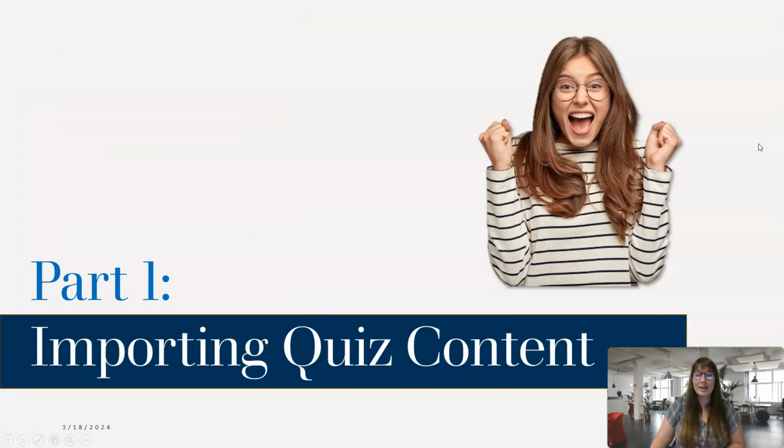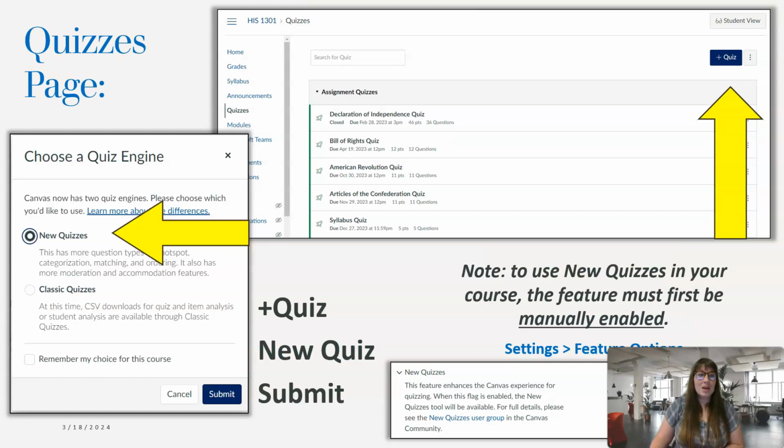All right, part number 1. Let's talk about importing your content first. So whenever you are on the quizzes page, you're going to see the plus quiz button that's in blue at the top right hand corner, and then you're going to get this pop-up.